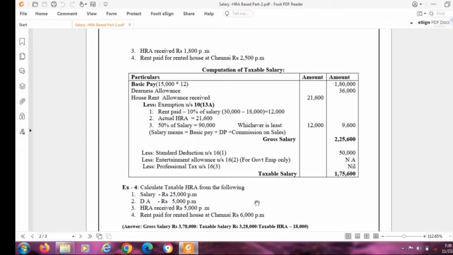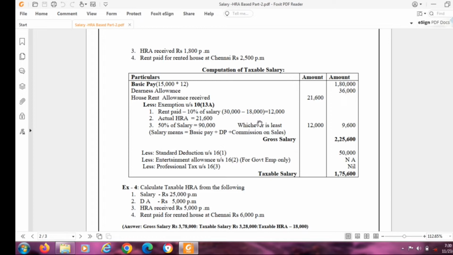It is the first one. Second one, actual house rent allowance, 21,600. Third one, 50% of salary because the house is situated at Chennai, a metro city. Here salary means basic plus DA plus commission. So 1,80,000 into 50% is 90,000. Out of these 3, whichever is least, 12,000 is least, that is exempted from the actual house rent allowance. Balance only taxable. So the gross salary will be 2,25,600. Yes, we can claim standard deduction under section 16.1, 50,000. And taxable salary will be 1,75,600. In the same pattern, everyone can practice exercise 4.